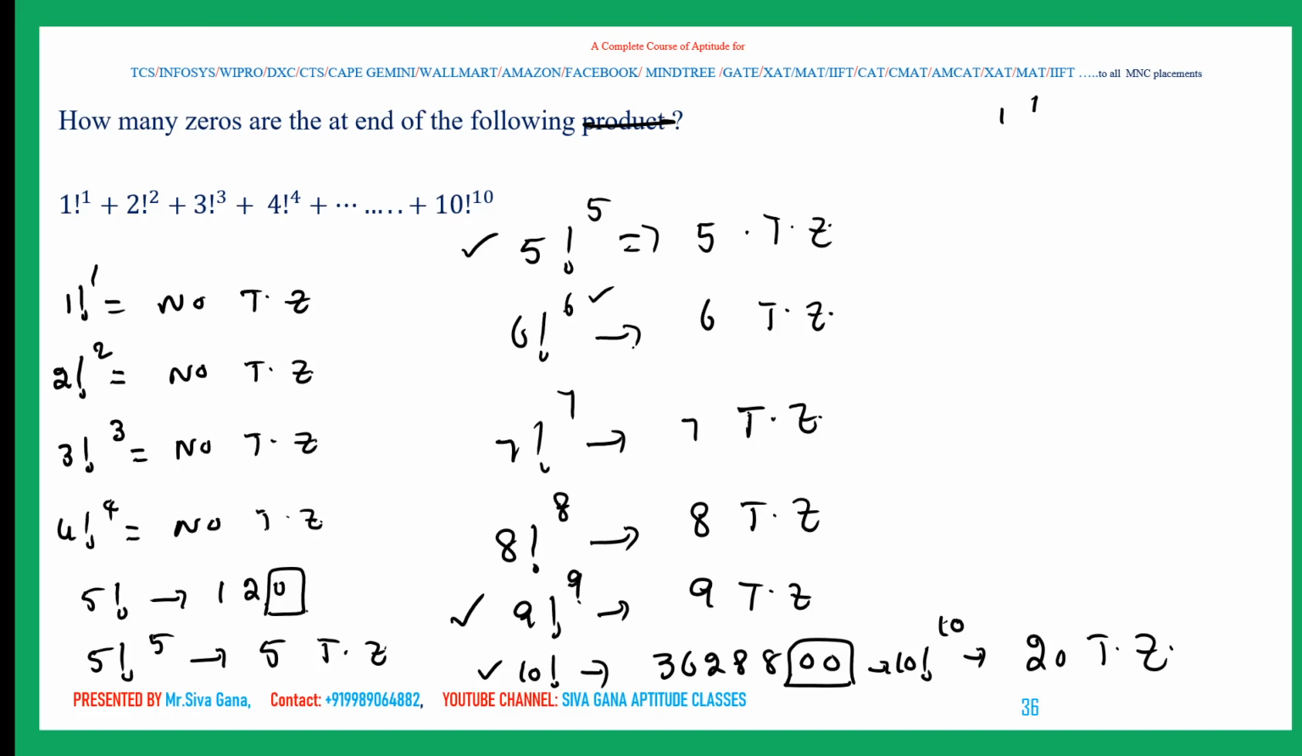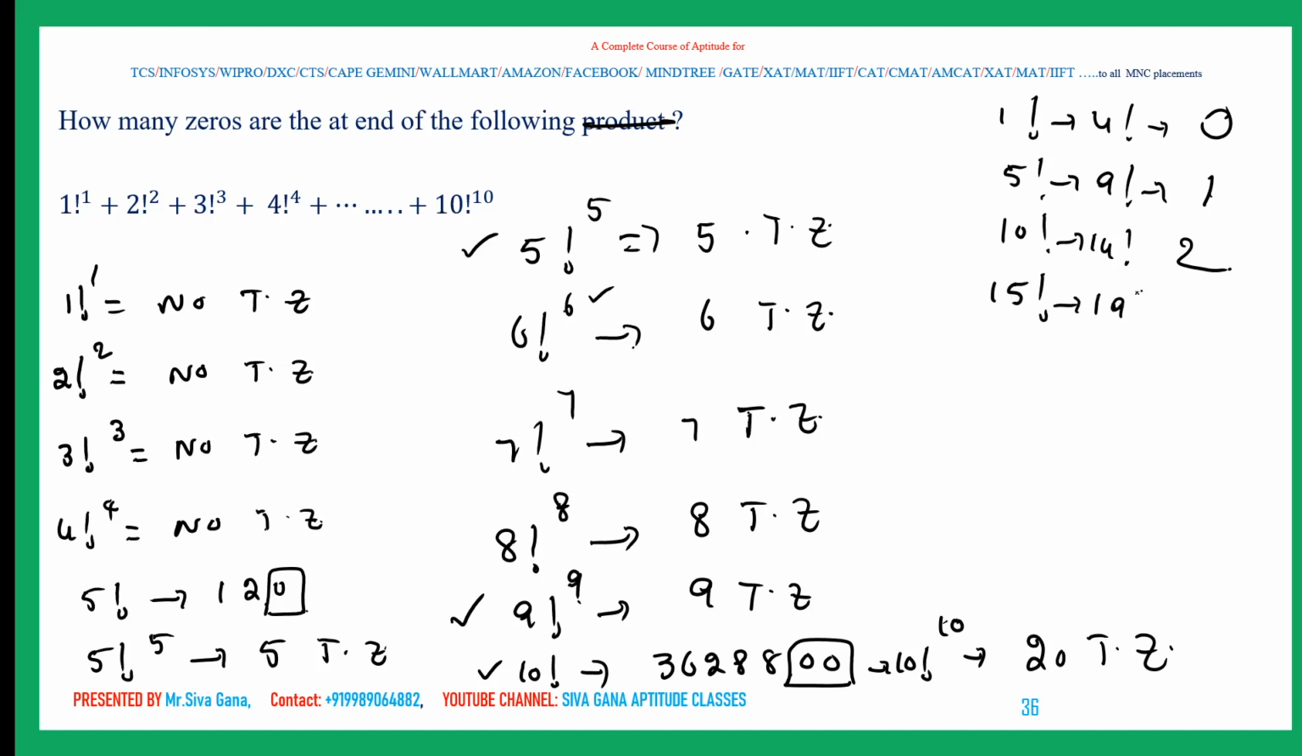So from 1 factorial to 4 factorial, no trailing zeros. From 5 factorial to 9 factorial, 1 trailing zero. From 10 factorial to 14 factorial, 2 trailing zeros. From 15 factorial to 19 factorial, 3 trailing zeros, like this. This is the sequence. Every time the 5 multiple increases, 1 trailing zero is added.